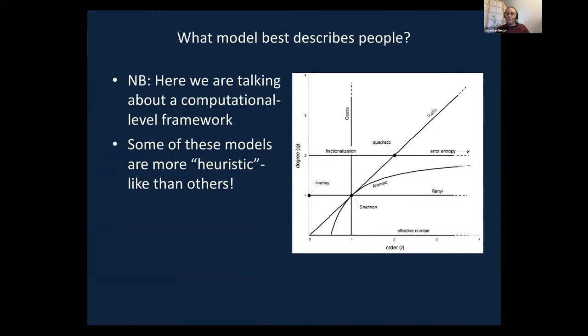So we're trying to understand which models are most plausible from a descriptive standpoint. And a fun note is that some of these models are more heuristic. In the beginning, I mentioned you might, for instance, just count the number of possibilities, and we see that in some parts of the space here.